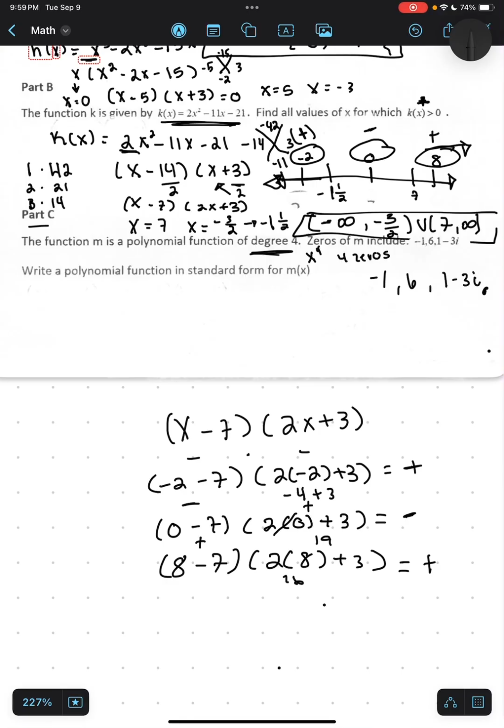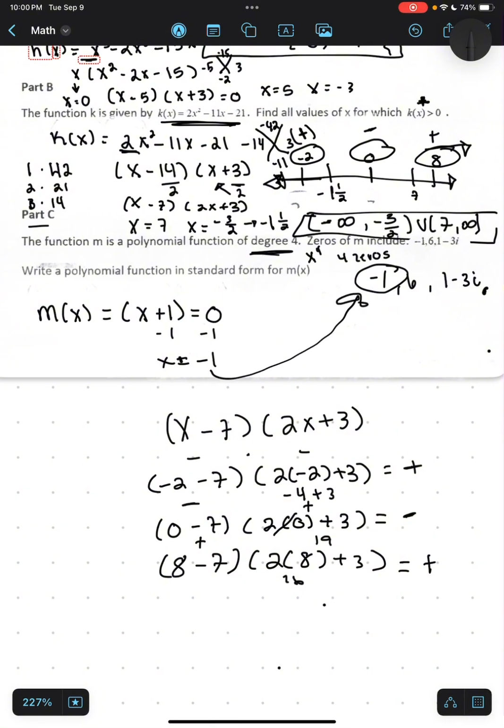So m of x is equal to x plus 1. And the reason I'm saying plus 1, even though we're given negative 1, is because when we set this equal to 0, we're going to do negative 1 minus 1, which gives us x equals negative 1. So then we're brought back to the negative 1. That's why we have to do that.